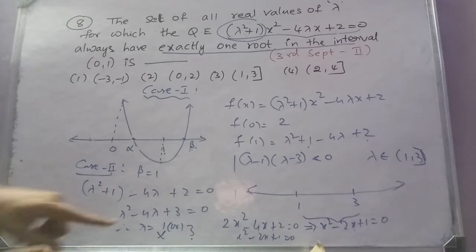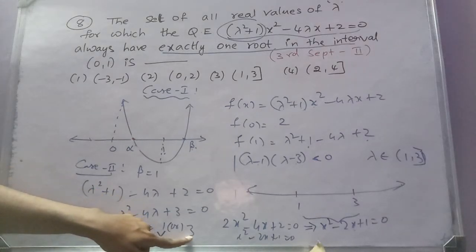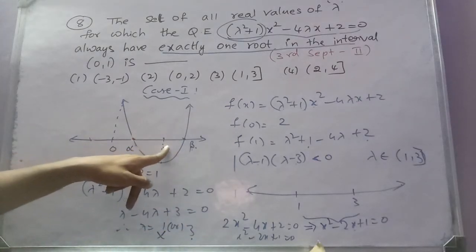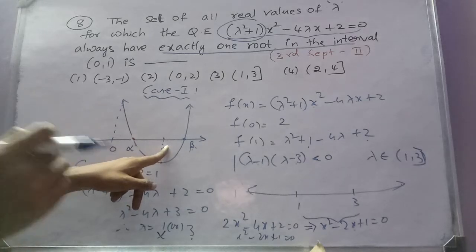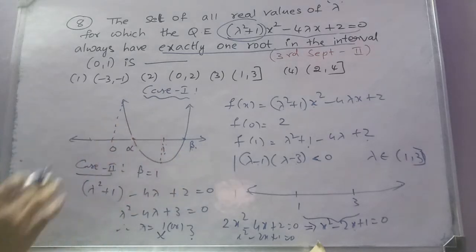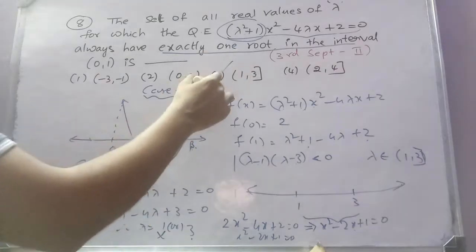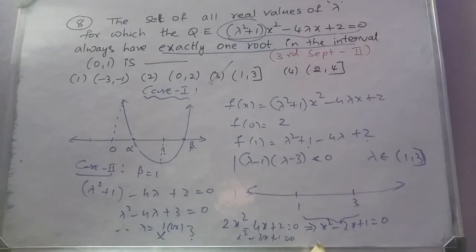I hope you understood why 3 is included here. Because beta can be 1 also. That is the point you just remember. So beta can be 1 also and therefore lambda can be 3 also. So option 3. We will go to the next question.